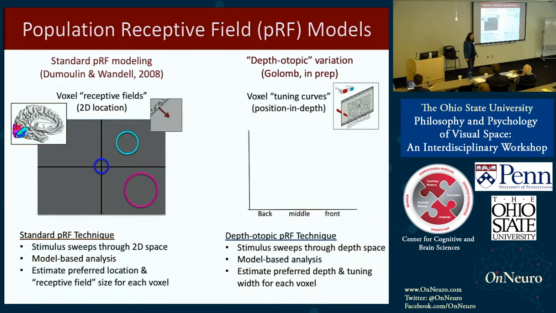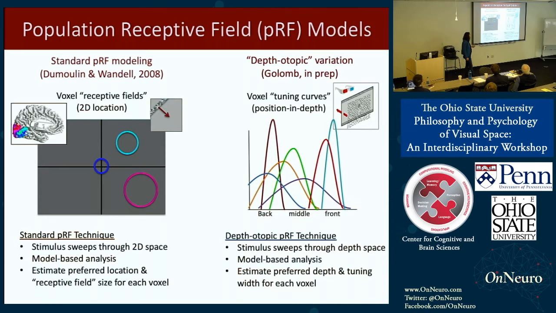And we can do the same thing for depth. What we've been doing is modifying this technique, and rather than having the stimulation move across two-dimensional space, we use the red-green glasses, and we have stimuli move back and forth in the depth plane. Then we do that same model-based analysis, and now instead of asking what part of the 2D visual field it is sensitive to, we ask what part of depth space it is sensitive to. So maybe a certain voxel might pretty narrowly prefer front depths, another one back. Maybe some others have more intermediate or broader representations, and maybe some voxels don't have sensitivity to depth at all. Okay, so is that technique roughly clear?